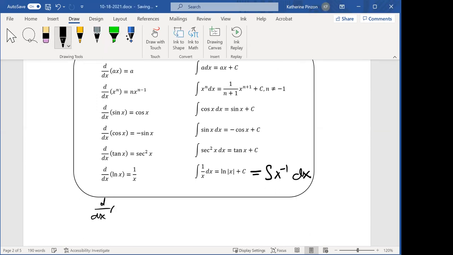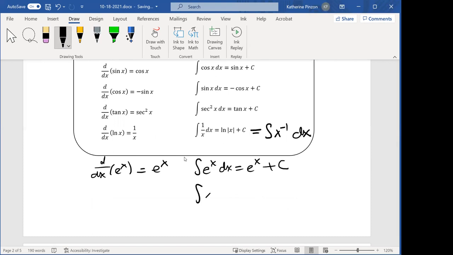What's the derivative of e to the x? E to the x. So what's the antiderivative of e to the x? E to the x plus c. Okay, it's a little bit trickier if I have a number up here, if it's not just x, if it's like 5x or negative 3x or 10x. If there's a number up there, then I need to factor in that number.